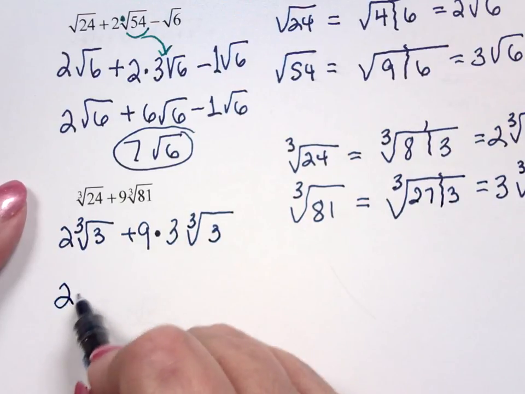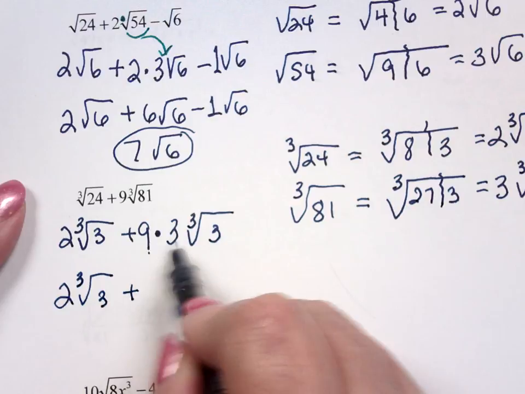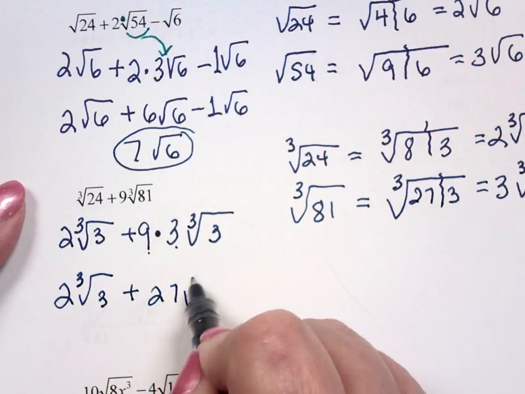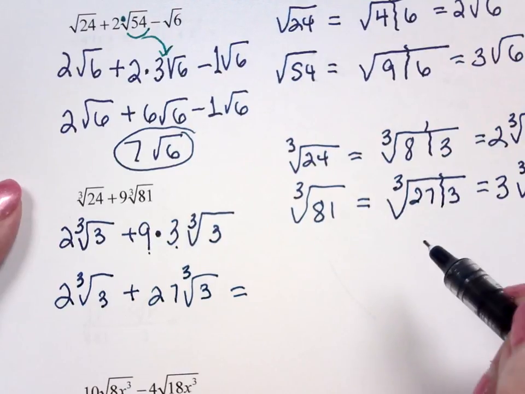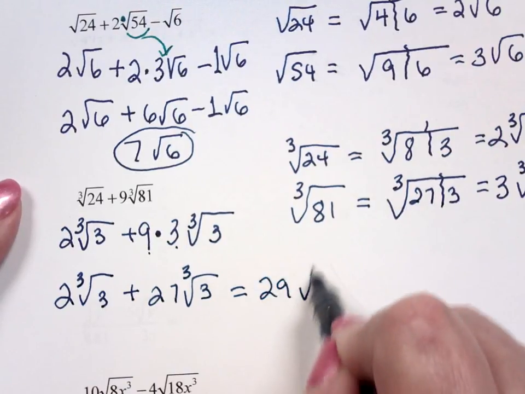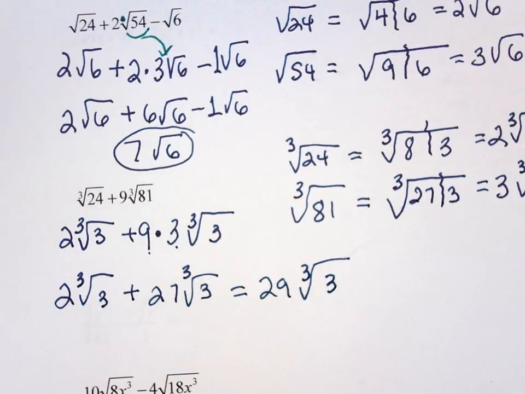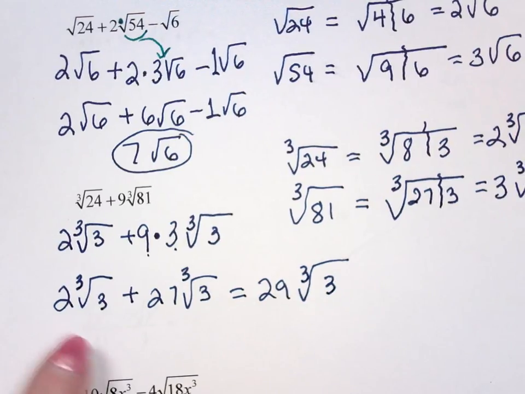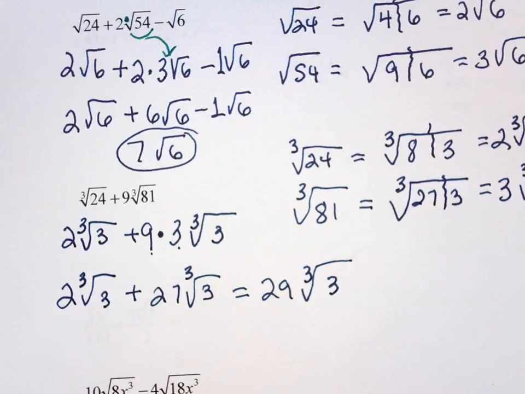So 2 cube roots of 3 plus 9 times 3 is 27 cube roots of 3 turns into what? 29 cube roots of 3. I try to keep that 3 as far away from the 2 as I can, because if it's too close to the 2 here, it would remind you of 2 cubed times the square root of 3. So you've got to be very careful.